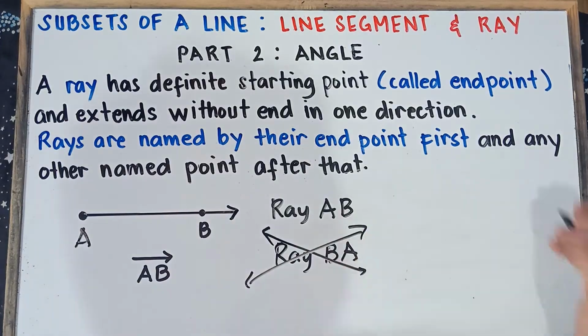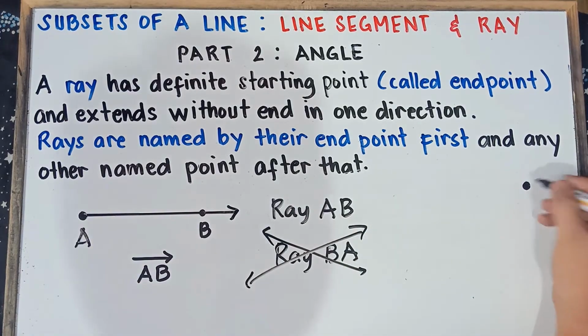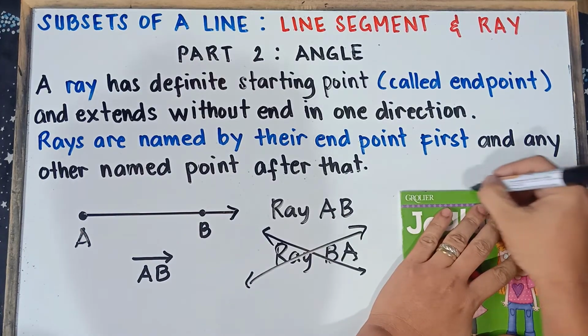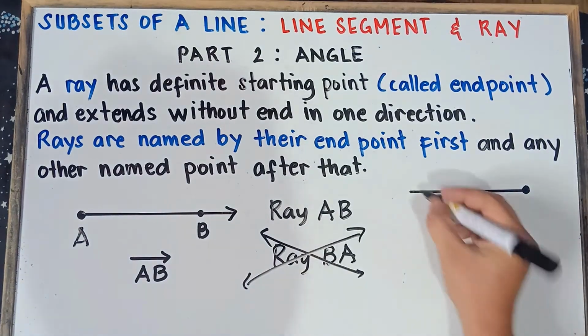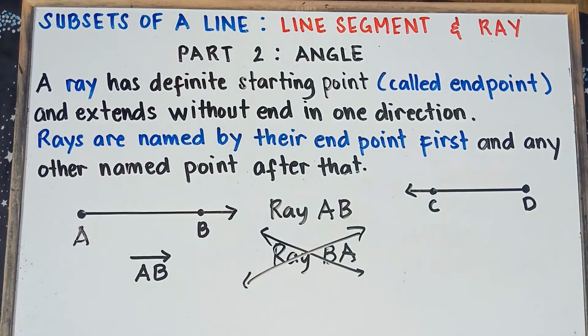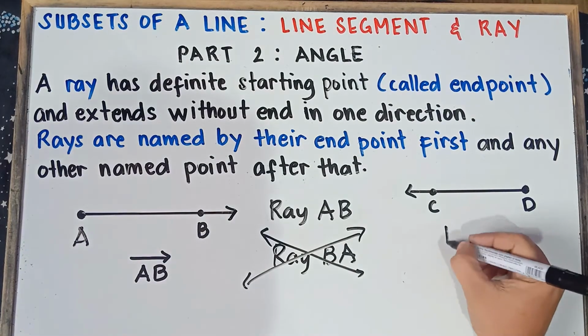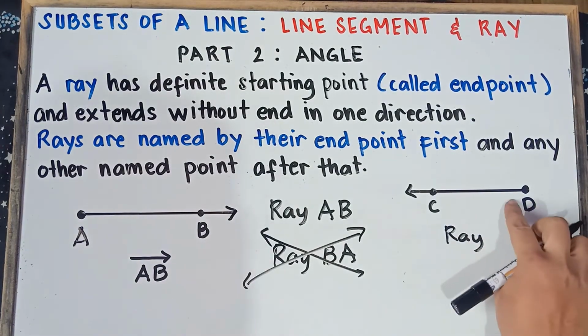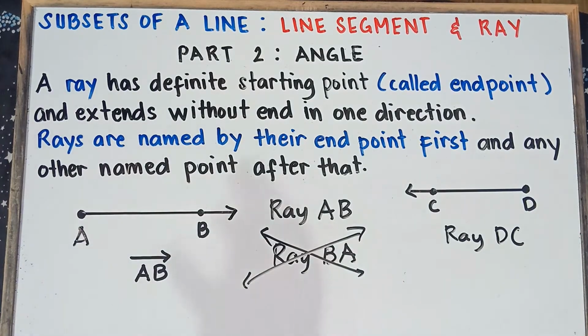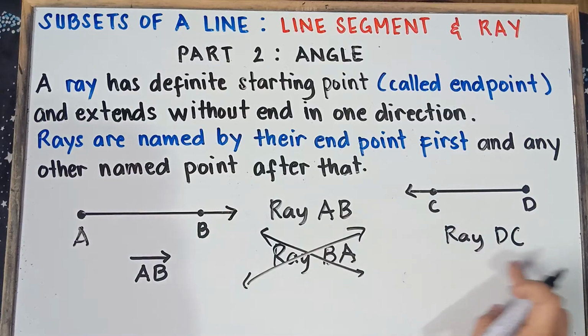Example, if this is point D, our endpoint, and then the direction will extend going to the left without end, this will be the arrow, and this will be point C, and this is point D. Now, how will you name this one, class? That's correct. It should be ray, and the endpoint comes first. There would be ray D, and then C. Once again, class, it should be ray DC.